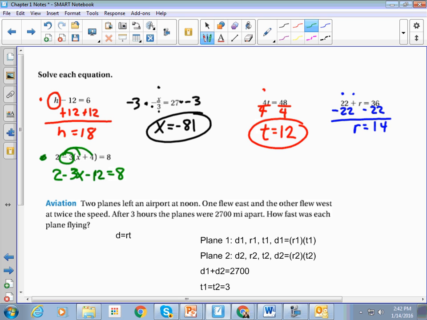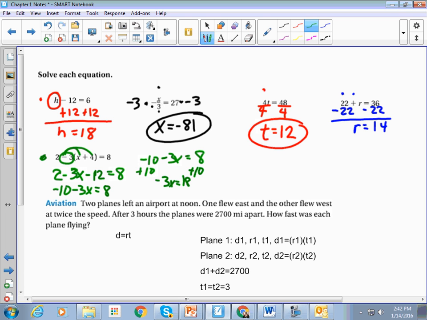2 minus 12 is negative 10, minus 3x equals 8. I'm going to rewrite that here so I have more room. I'm going to add the 10 to both sides. The opposite of minus 10 is plus 10. And I'm essentially solving for x.